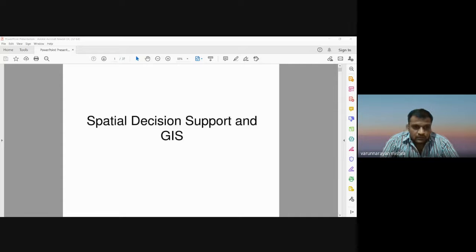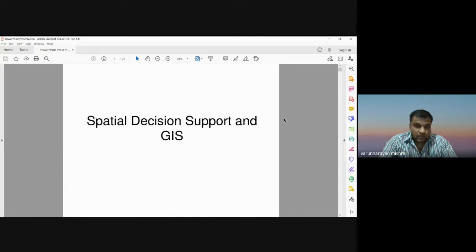Today we are going to discuss spatial decision support system and the use of GIS technology for making a good spatial decision support system. In the previous classes, we have discussed decision support system. Basically, decision support system helps us to make an efficient decision on the basis of the available data sets.